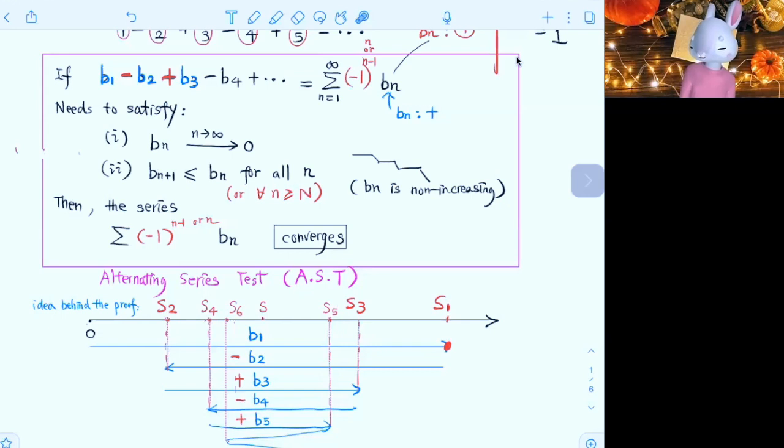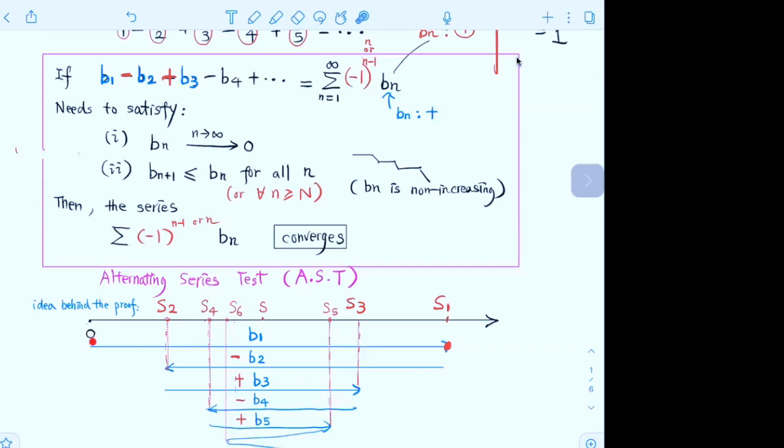Now let's take two terms. Take the second partial sum, which means you sum the first two terms. Well, your B1 is right here. Now you subtract B2. When you subtract B2, you are going to go backward because B2 is positive, right? So you go the other direction. And you're not going to go beyond this. Why? How come you're not going to go beyond that? You're going to stop somewhere before you reach the beginning. What condition guarantees that it's going to stop before you reach the start? Because it has to be less than or equal to B1?